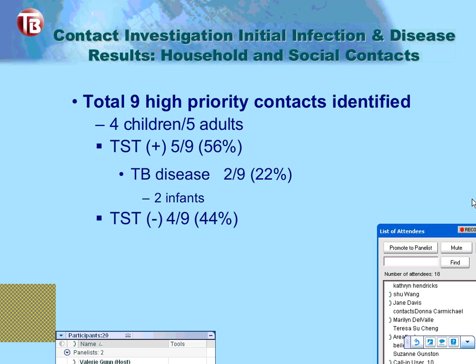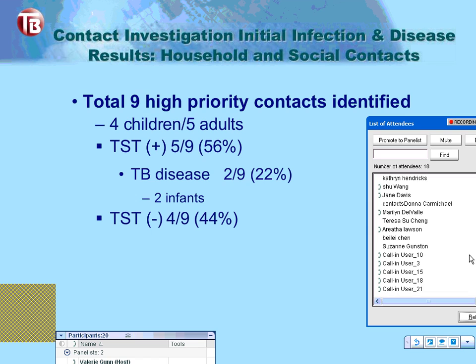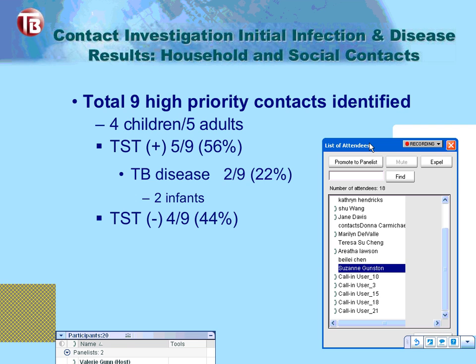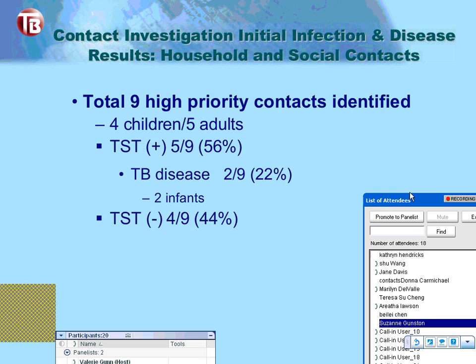So here are the totals for the contact investigation for the household, as well as the social contacts. A total of 9 high priority contacts are now identified, which includes the 2 who are found to have TB disease. So 5 out of the 9 high priority household and social contacts are positive with skin tests, or 56%. 2 of the 9 actually have TB disease. So that's very important, a very clear illustration of what happens to very young children.